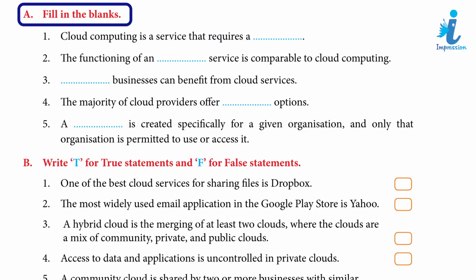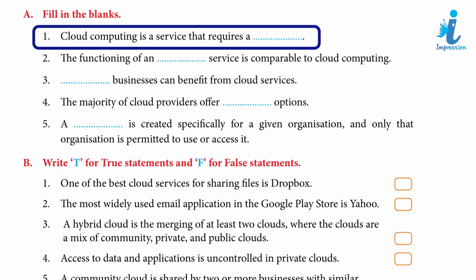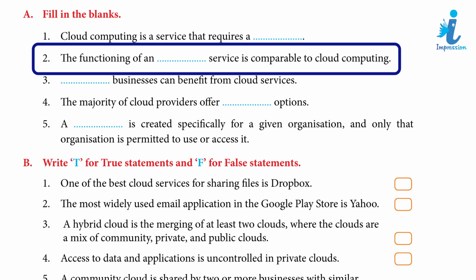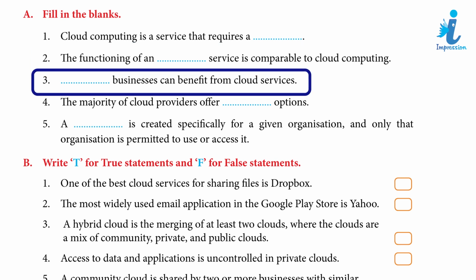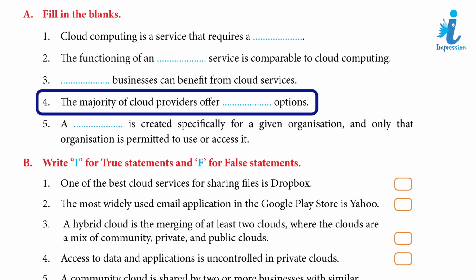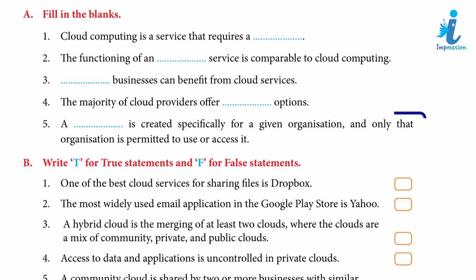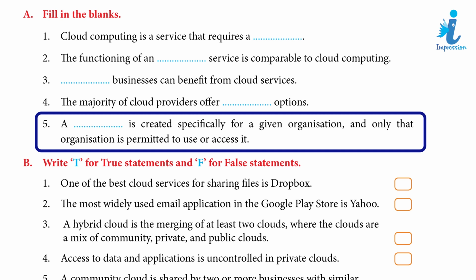A. Fill in the blanks. 1. Cloud computing is a service that requires a dash. Answer: subscription. 2. The functioning of a dash service is comparable to cloud computing. Answer: email. 3. Dash businesses can benefit from cloud services. Answer: small. 4. The majority of cloud providers offer dash options. Answer: storage. 5. A dash is created specifically for a given organization and only that organization is permitted to use or access it. Answer: private cloud.